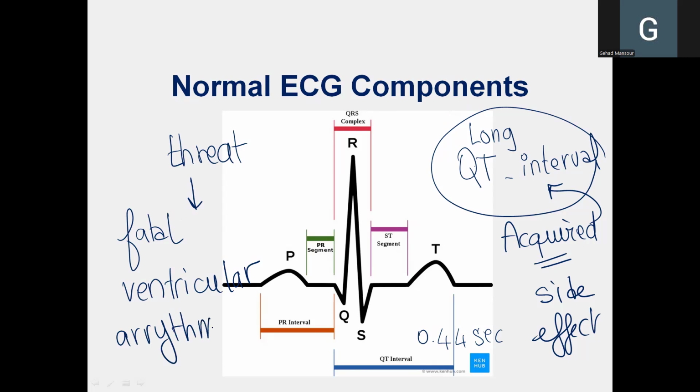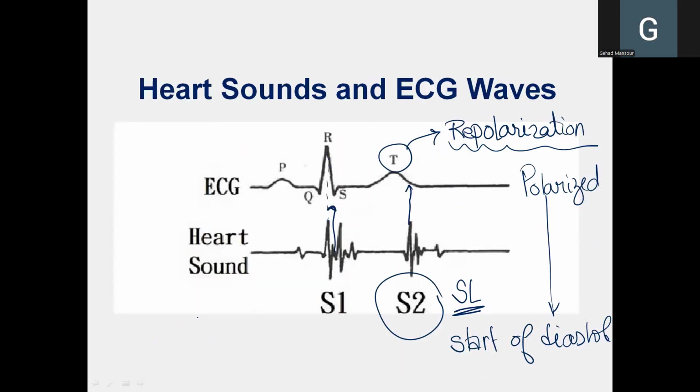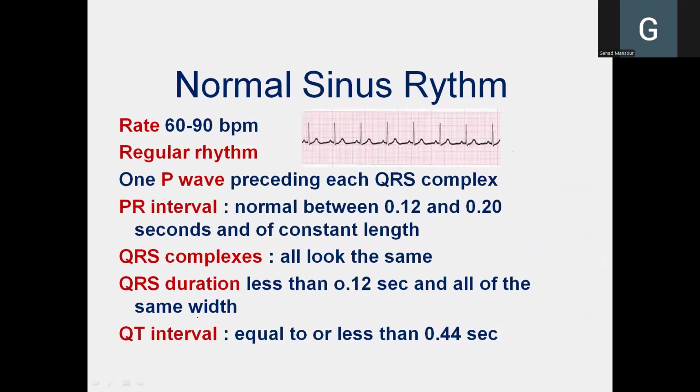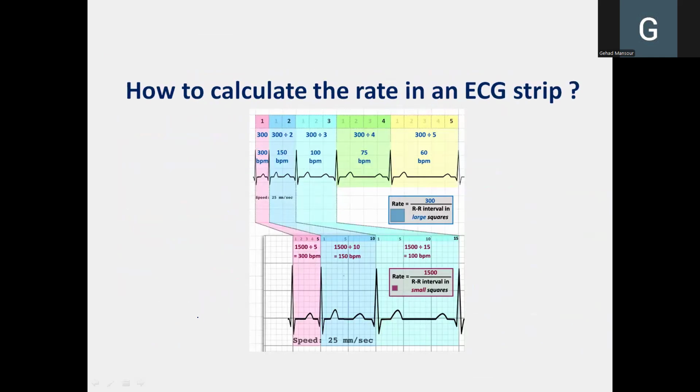You have to know the normal value. You have to know what a long QT interval is. You have to know that it might be congenital or acquired, and that it is threatening to the patient because it might lead to a fatal ventricular arrhythmia. After having said this, there remains one important thing. How can we calculate the rate?